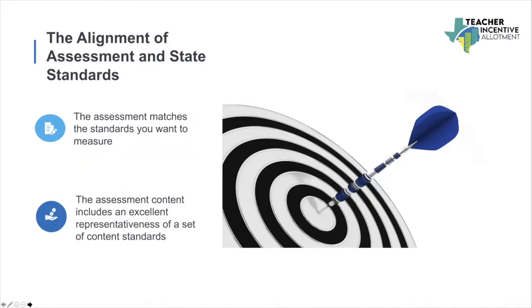To ensure content validity, you need to make sure your created assessment and the state standards are aligned. This alignment means that not only does your assessment match the standard you want to measure, but also your assessment items have an excellent representativeness of a set of content standards. To include only a handful of standards in your assessment content will be insufficient and decrease the defensibility of your assessment inferences.